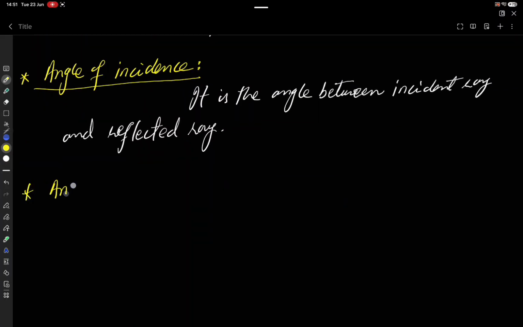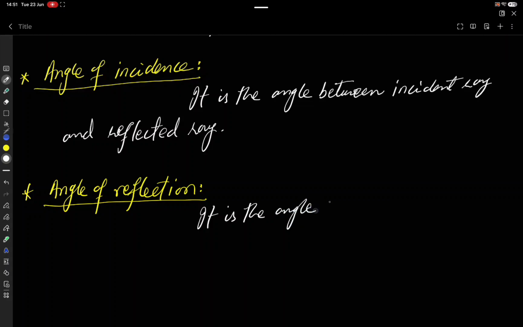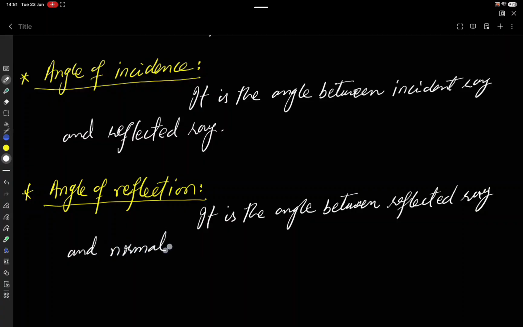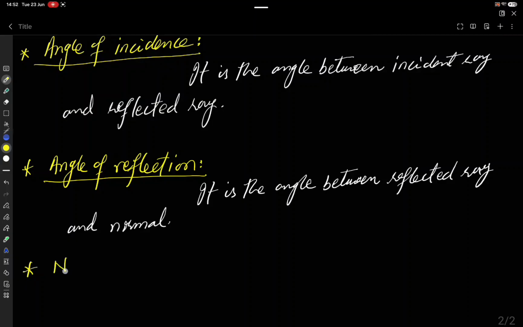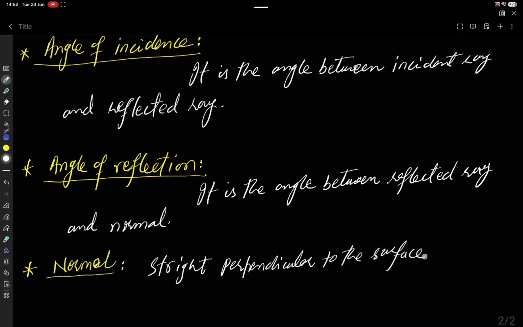Angle of reflection: it is the angle between the reflected ray and the normal. Normal: a straight line perpendicular to the surface or point.